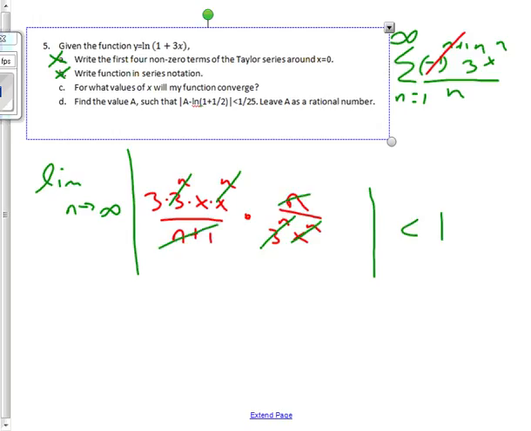And this needs to be less than 1 for it to converge. So 3x needs to be less than 1. So x needs to be less than a third. So those are the values for which my function converges.